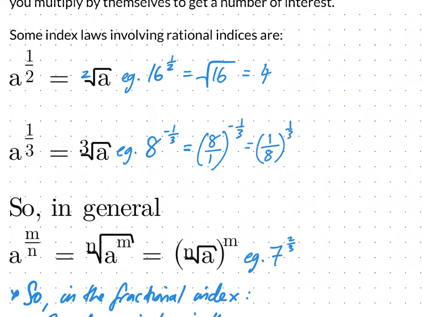Then according to the index laws, if you've got a fraction here raised to a power, that power applies to the top and the bottom. So now it's going to be cube root of 1 over cube root of 8. The cube root of 1 is just going to be 1. However, the cube root of 8, the number that I times by itself 3 times to get 8, is 2. So 8 to the negative 1/3 is actually 1/2. Okay?